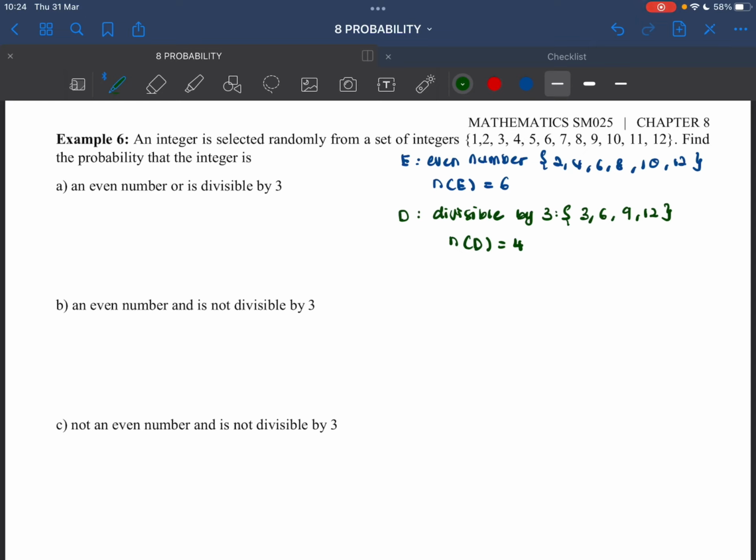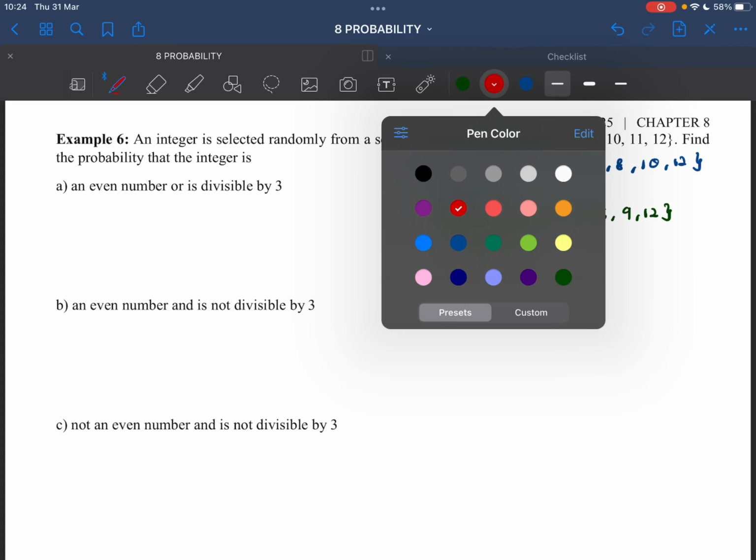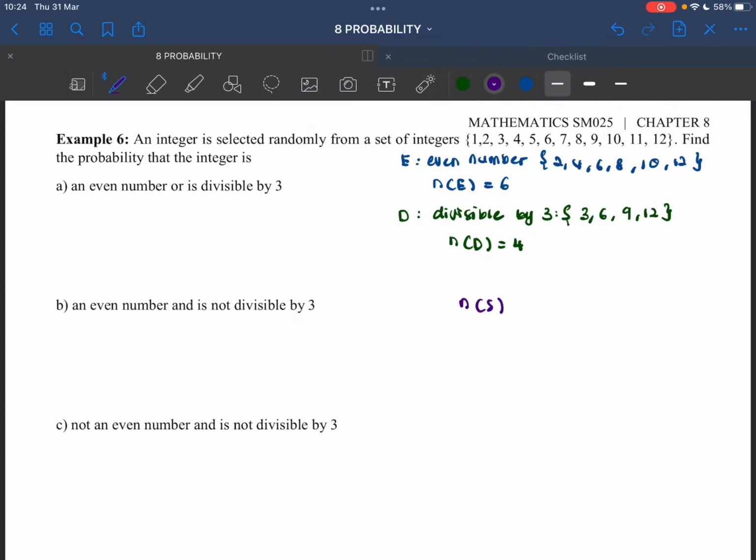Okay, so one more thing that you have to find is your number of sample space. So the number of sample space here is all the numbers from 1 to 12. That will be 12. Okay, so those are all three things that we have here. So let's go to the question. Find the probability that the integer is an even number or divisible by 3. So that will be A or B, which is P(E union D). Okay, A or B is A union B. So we have even union divisible.